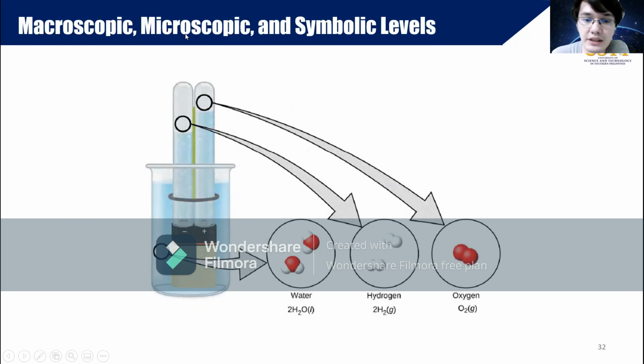At a microscopic level, you can see here that two molecules of water separate into two molecules of hydrogen and one molecule of oxygen. Then using the symbolic or elemental abbreviation of these compounds, we have H2O in liquid form, H2 in gaseous form, and O2 in gaseous form.